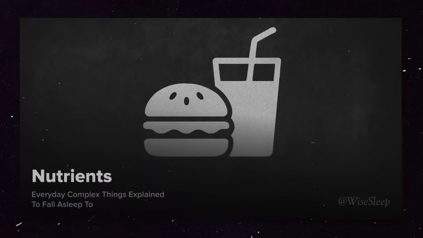Nutrients. Every time you eat a meal, you're giving your body something it needs to keep running. Nutrients are substances in food that your body uses to grow, repair itself, and stay healthy. There are 6 main types: carbohydrates, proteins, fats, vitamins, minerals, and water. Each one plays a specific role in how your body works, and you need a balance of all of them to function properly. Carbohydrates are your body's main energy source.